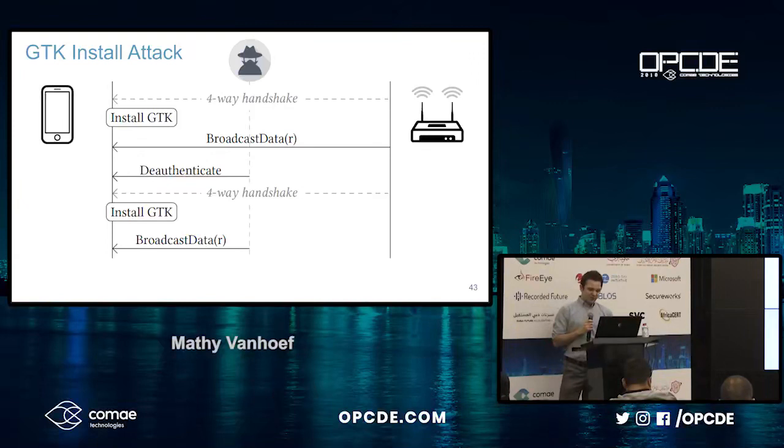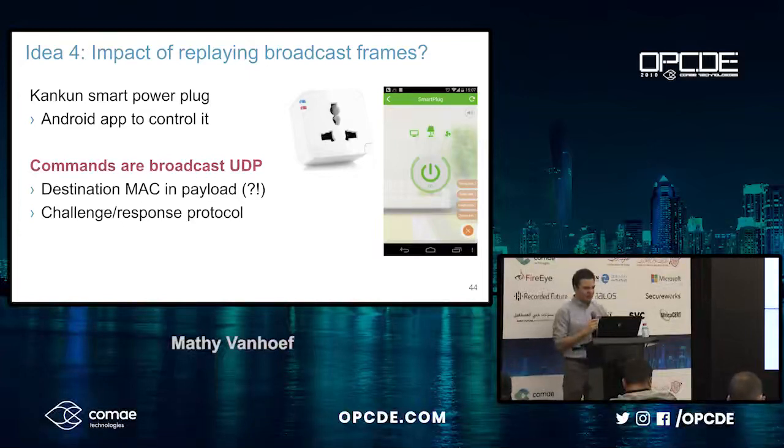To give you one example of that, I'm going to discuss this smart power plug, the smart power socket. Here you can control it using an Android app over Wi-Fi. And it's implemented in a very interesting way. Instead of just sending commands directly to only this power plug, it's using broadcast UDP to send commands to this device. Now, as a programmer, this is very weird because you want to send commands to one specific device, but it's using broadcast UDP and it's sending the destination MAC in the payload of the UDP. So this might seem very weird.